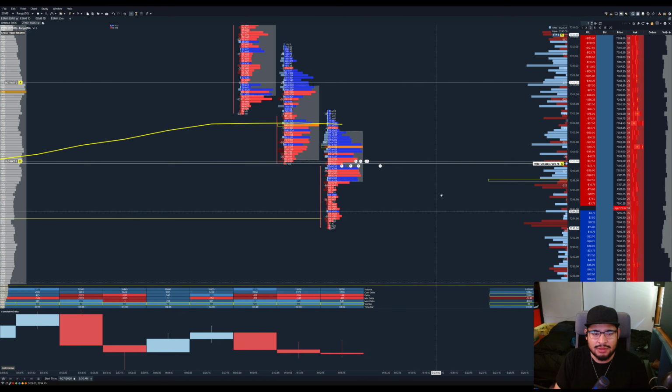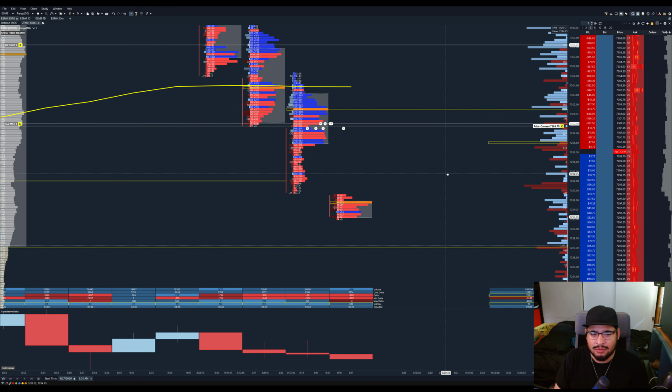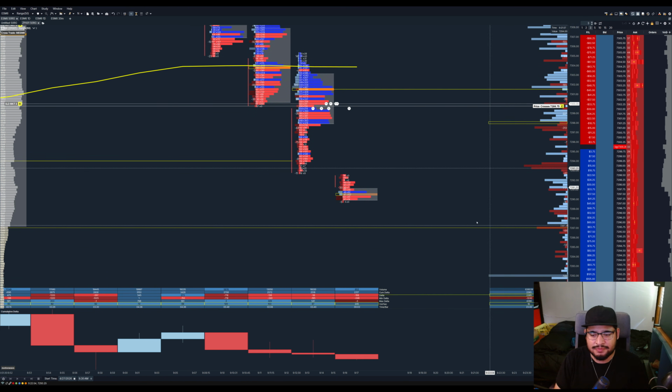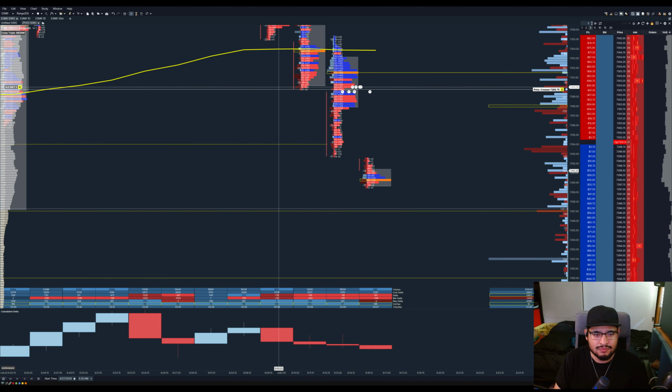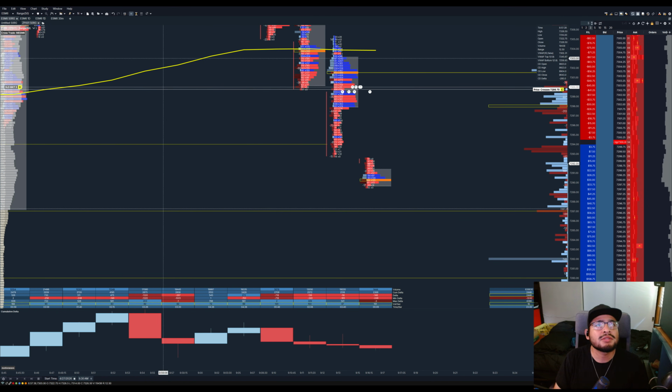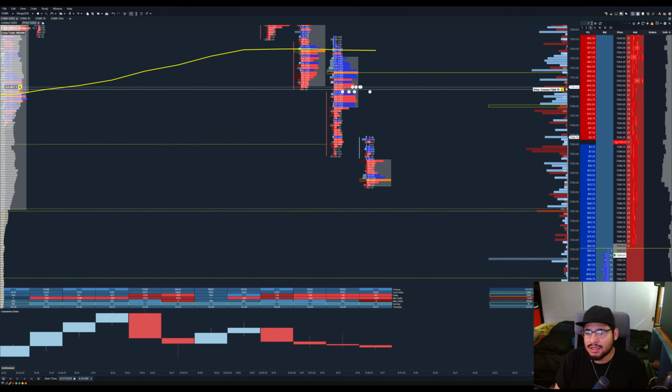So let's see if we continue to lose both VWAPs. We're losing it so far. Any zero prints on the 10K chart? I don't see any.